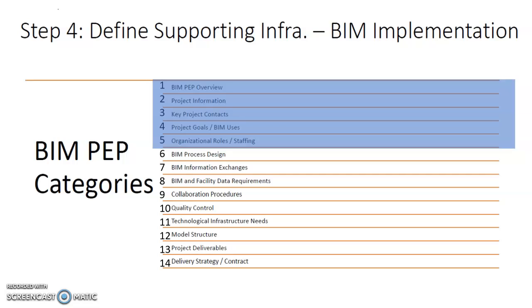Thus far, we have discussed the 5 elements under step 4. Let's continue with the remaining elements. Okay, starting with the BIM process design.